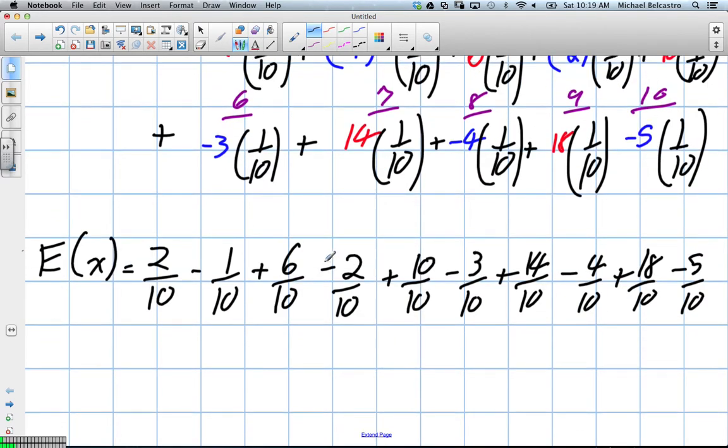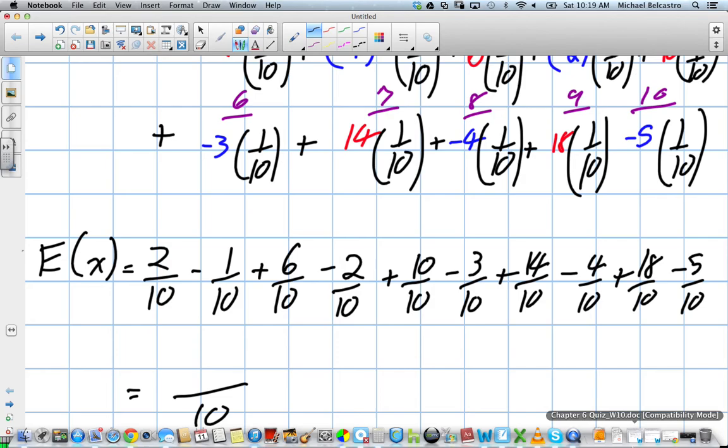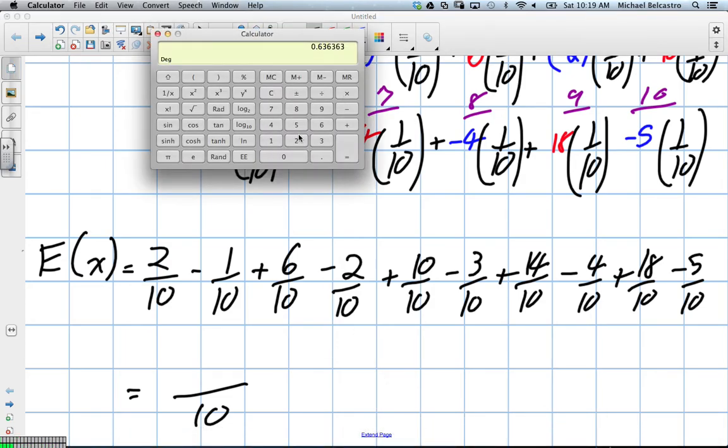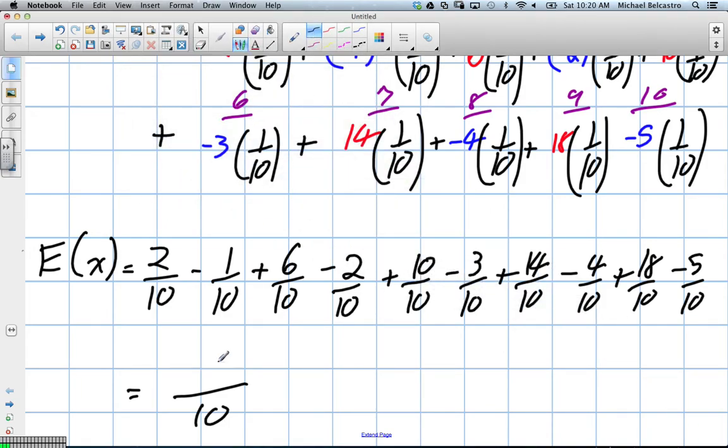So we know our answer is going to be over 10. We just got to figure out what all those values are when we put them together. Yeah, you got to calculate them. 2 plus 6 minus 2. See what you get. I'm at 35. That's what I got too.